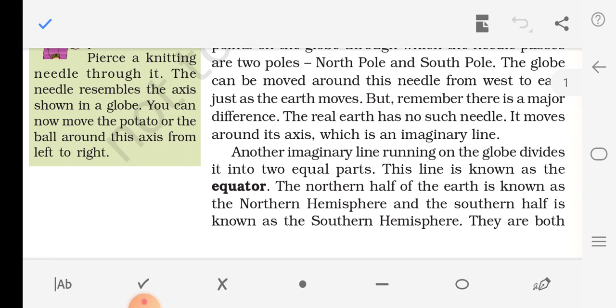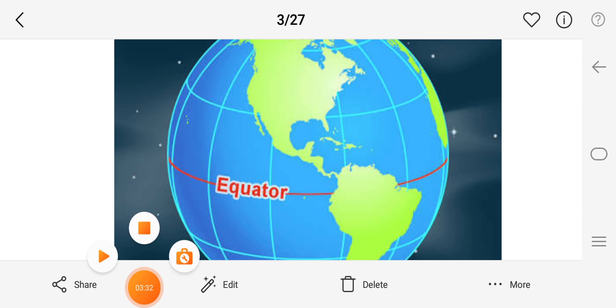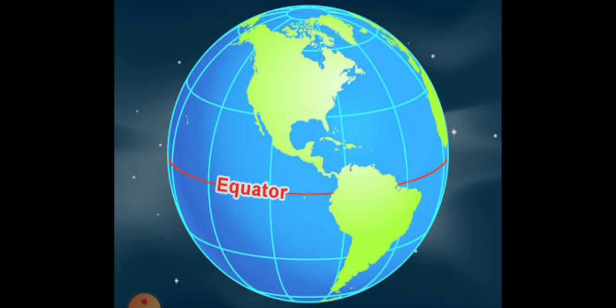Let me show the image of the globe. This is the image of globe, children. Now you will be understanding. The red line which passes from east to west is the equator. It starts from 0 degree. This is the model of earth, and 0 degree is an imaginary line which passes from east to west. That line is known as equator. So the red color line is the equator.